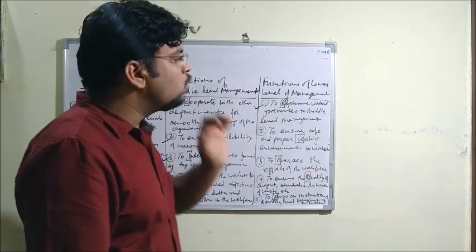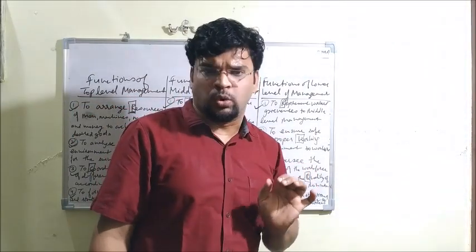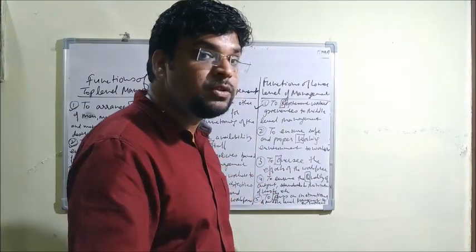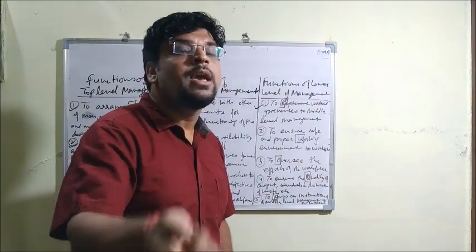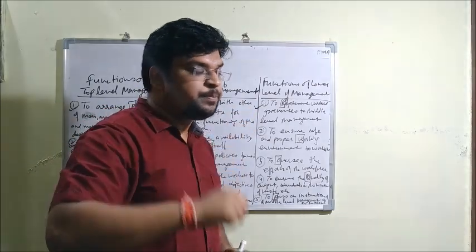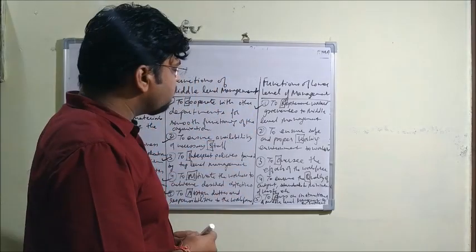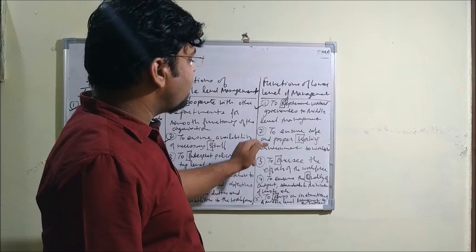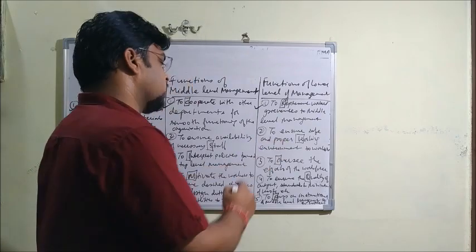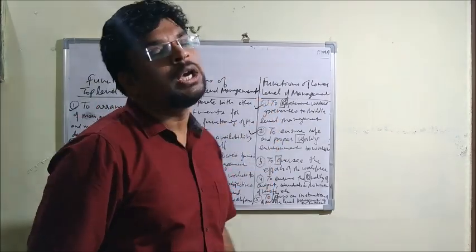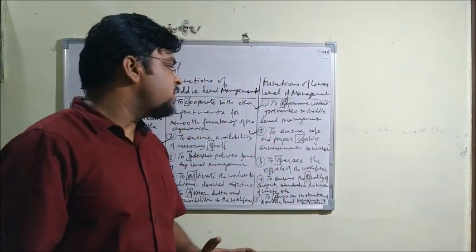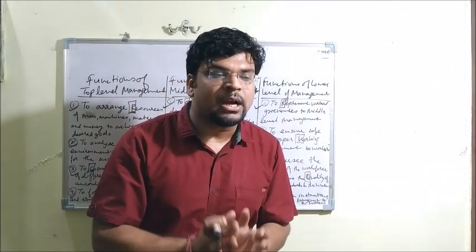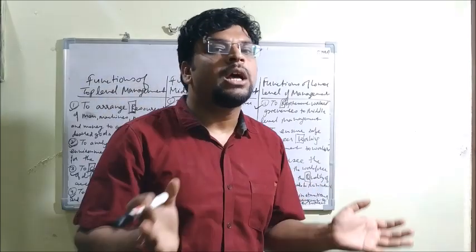Now, because lower level management has to play two roles, one as a representative of the workforce and another as the representative of the middle and top level management, right? Okay, now another function, to ensure a safe and proper working environment for workers. That is also the responsibility of the lower level manager, that he has to ensure safety and proper working conditions wherever the workers are working.